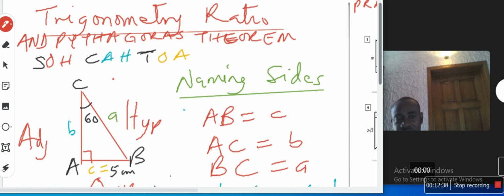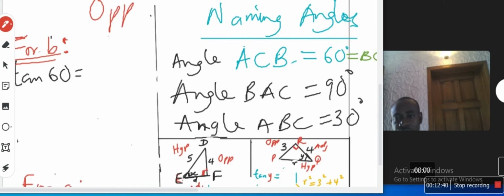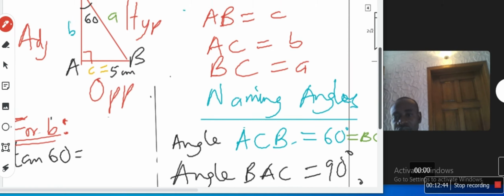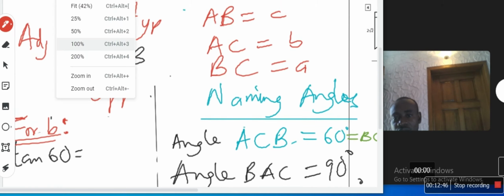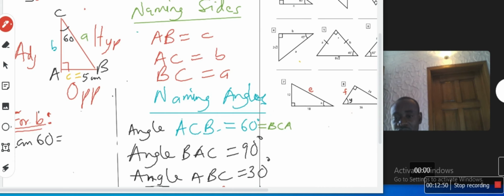So let's look at an example. Assuming you're asked to find B, you see why it's good to understand how to name angles. For instance, in this question, we are required to find the length of B. I solved this earlier. To find the length of B, how do we find this length?